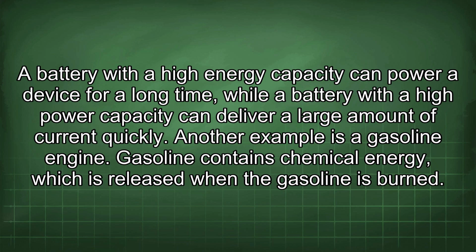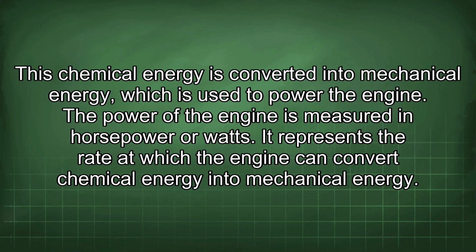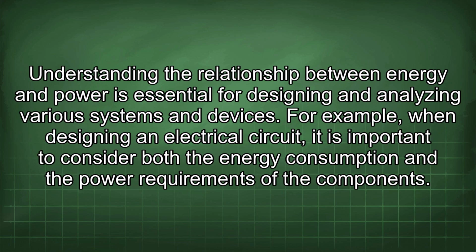Another example is a gasoline engine. Gasoline contains chemical energy, which is released when the gasoline is burned. This chemical energy is converted into mechanical energy, which is used to power the engine. The power of the engine is measured in horsepower or watts. It represents the rate at which the engine can convert chemical energy into mechanical energy. Understanding the relationship between energy and power is essential for designing and analyzing various systems and devices.